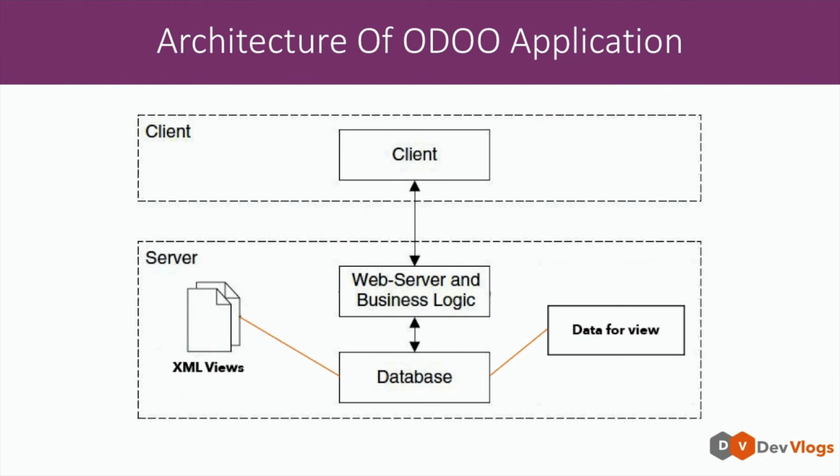The JavaScript in the client browser renders the XMLs into HTML, and the data is put back onto the HTML views. So basically, the JavaScript in the browser converts the XML into HTML, combines it with the data and shows it to you. This is how the architecture of ODOO works.